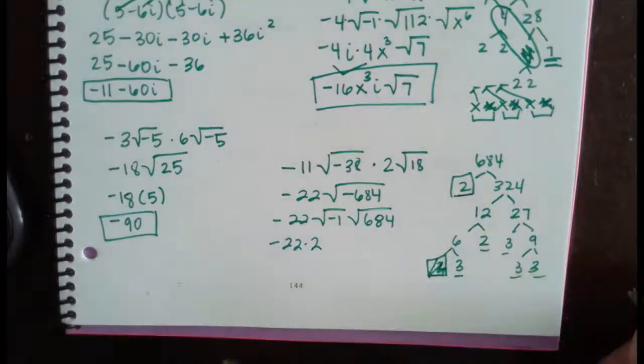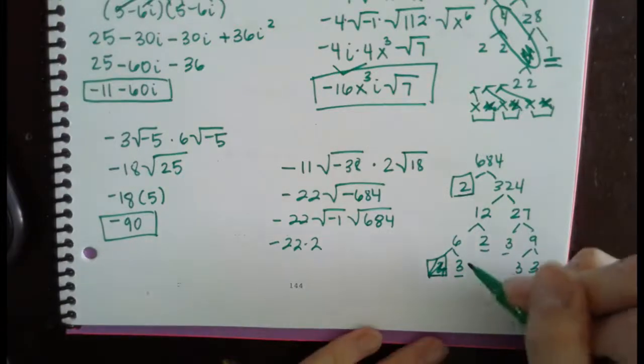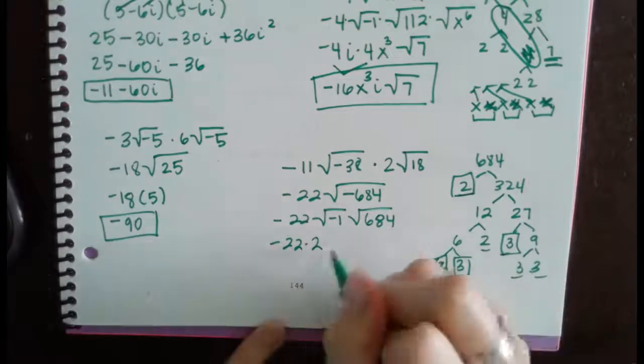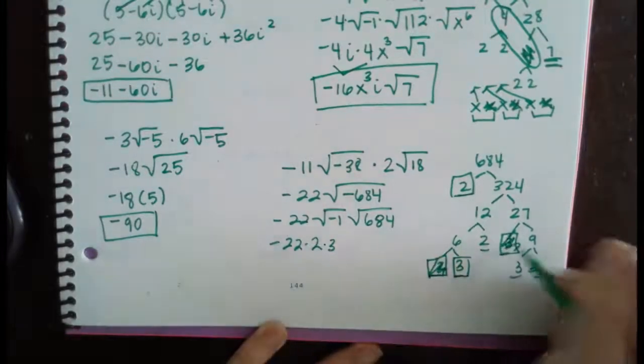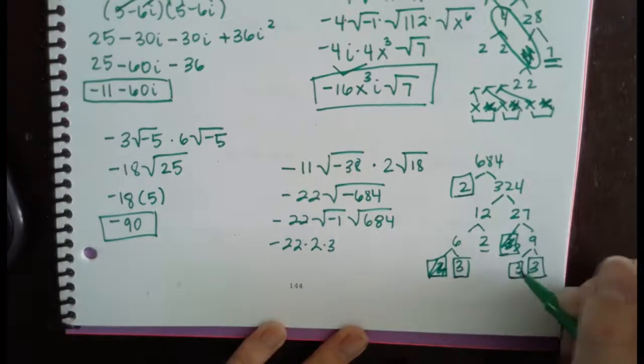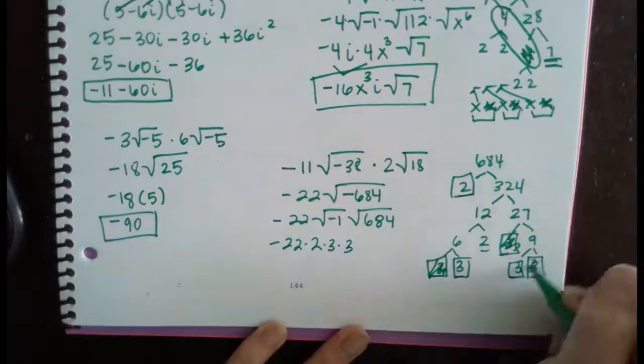The square root of negative 1 is i root 2. And then we're just going to multiply these guys together. So we have negative 22 times 2 times 3 times 3. And that is negative 396 i root 2.